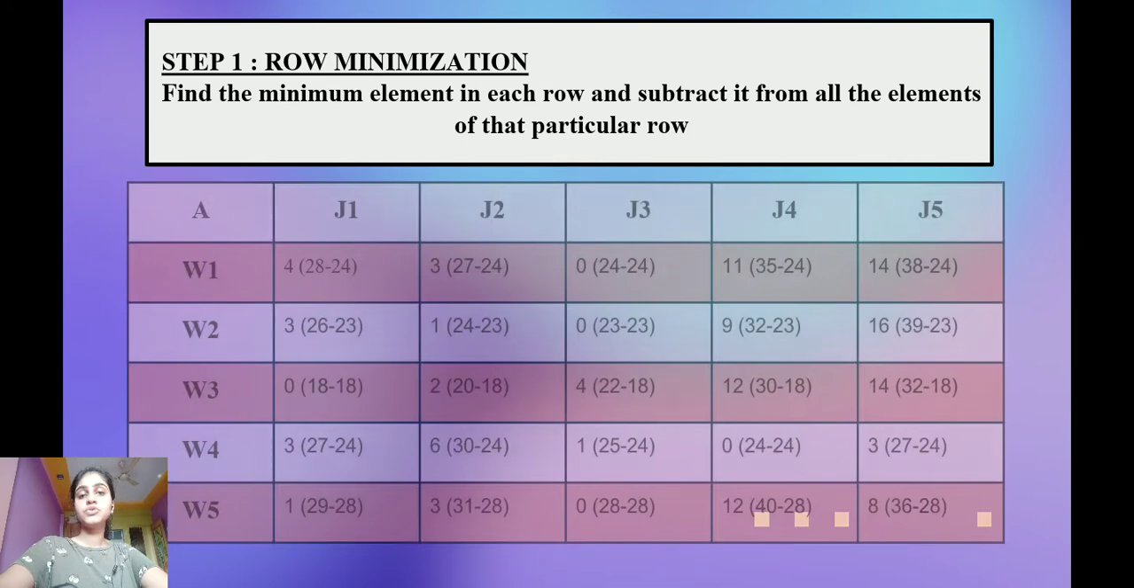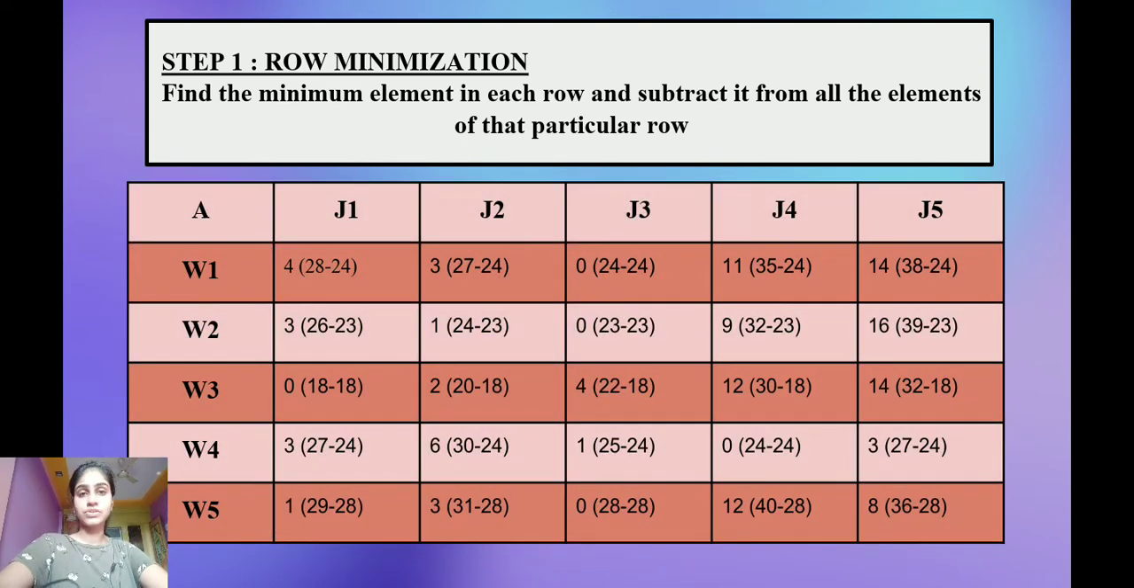The first step to solve the assignment problem is row minimization. Row minimization is done by looking at a particular row, and the lowest value of the row will be deducted from each value. So in the first row we can see 24 was the minimum value, so it is subtracted from the other values. We have to do the same with the other rows too, W1, W2, W3, W4 and W5.